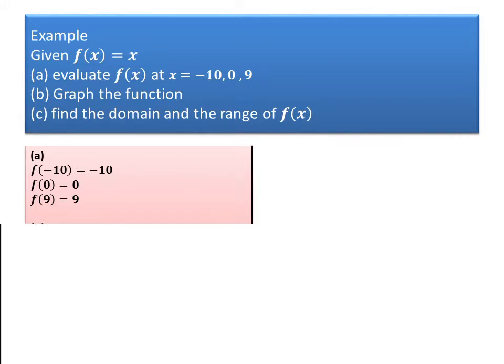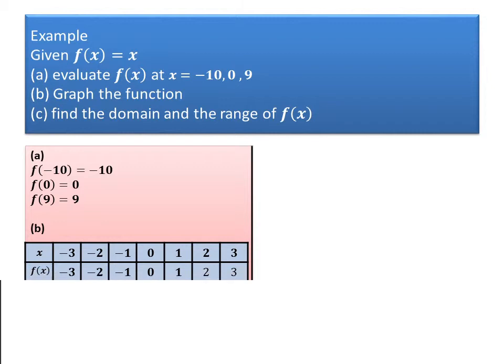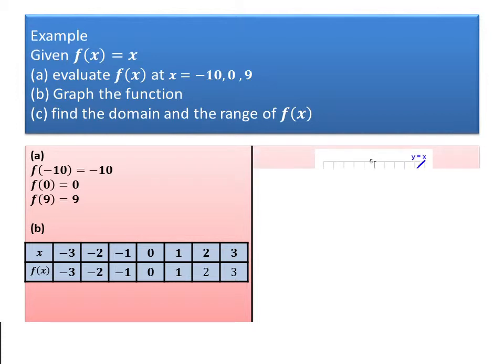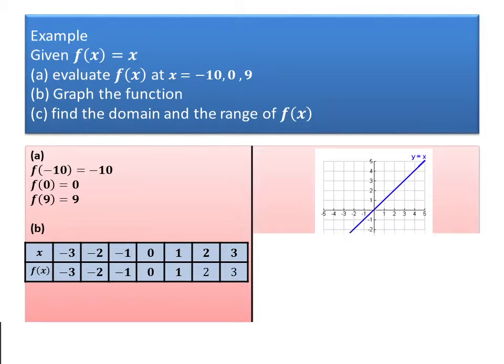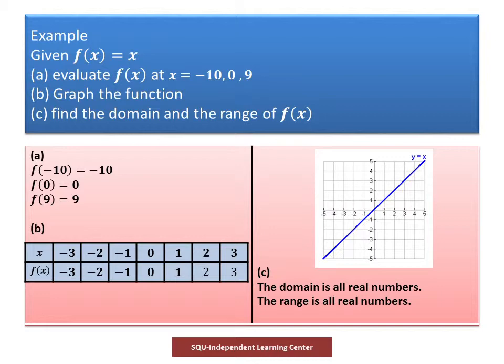In order to graph the function in part B, we need to make the table again. We take values from minus 3 to 3, and we evaluate the corresponding values for f of x, as you see in front of you. Then we take point by point and we go to the xy plane to sketch the graph. As we know, the curve of f of x equal to x is a straight line passing through the origin, and we see it in front of us. The domain for this function is all real numbers, and so is the range.